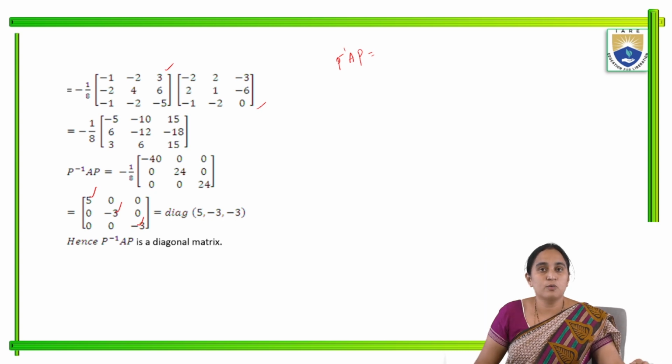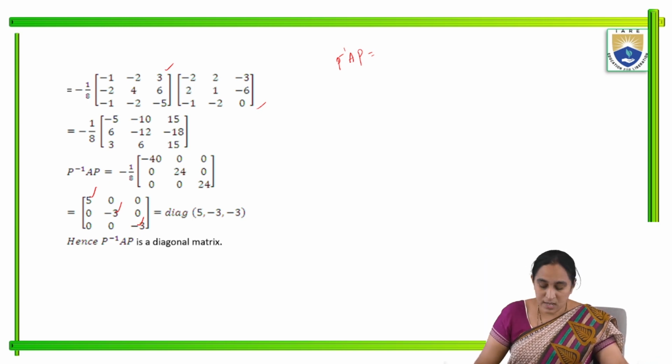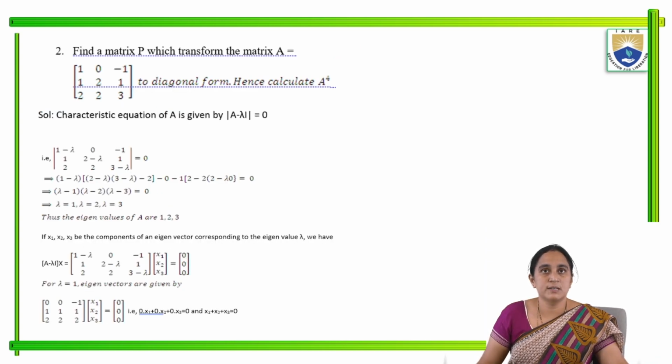Now we discuss the case where the eigenvalues of the given matrix are repeated, and the diagonalization concept in that repeated case. Next, another question: find a matrix P which transforms the matrix A equal to 1 0 minus 1, 1 2 1, 2 2 3 to diagonal form. Hence calculate A power 4.